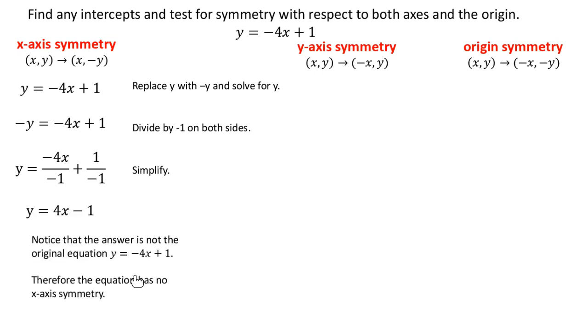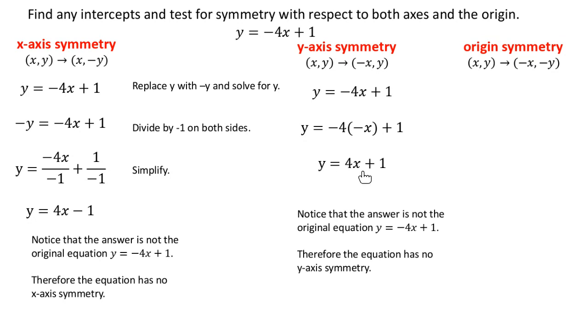So we see here that it's not the same equation that we started with, right? We actually had to flip the signs. Therefore, it has no x-axis symmetry. To test the y-axis symmetry, we replace the x with a negative x and solve to see if we get the exact same equation. When I put in a negative x, I know that a negative times a negative is going to give me a positive. Again, we do not have the same equation, so this does not have y-axis symmetry.